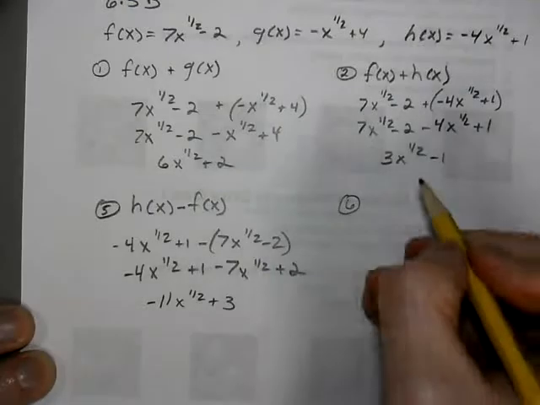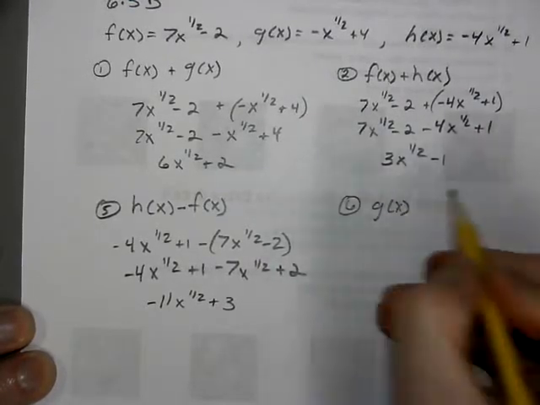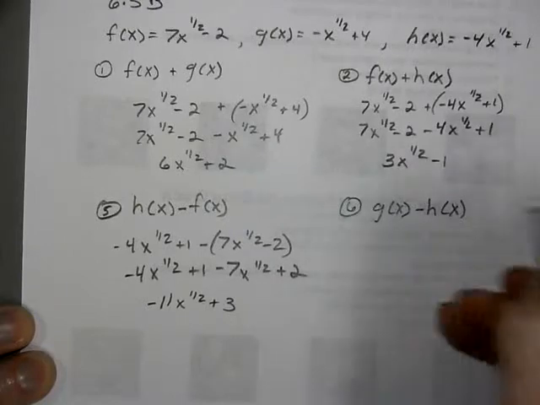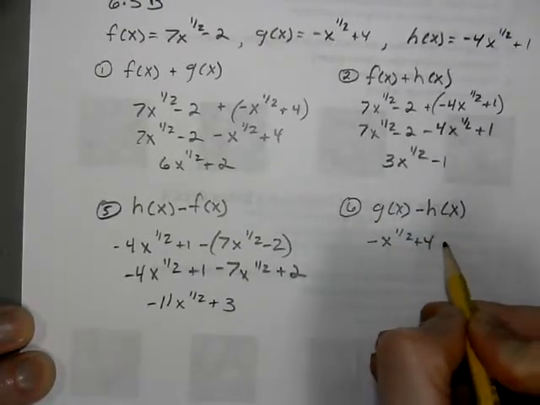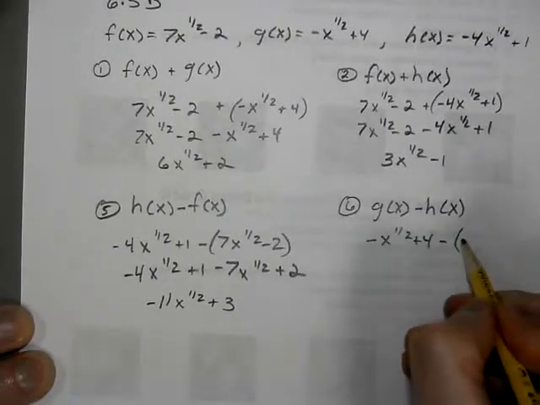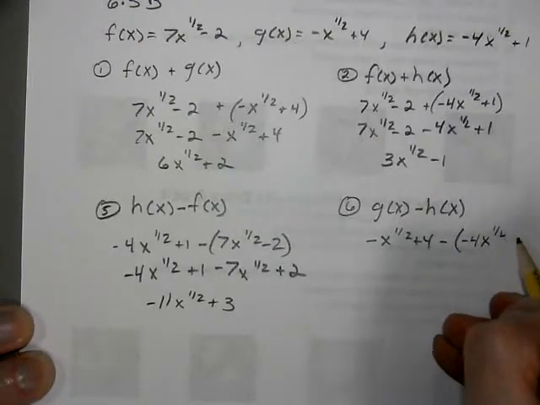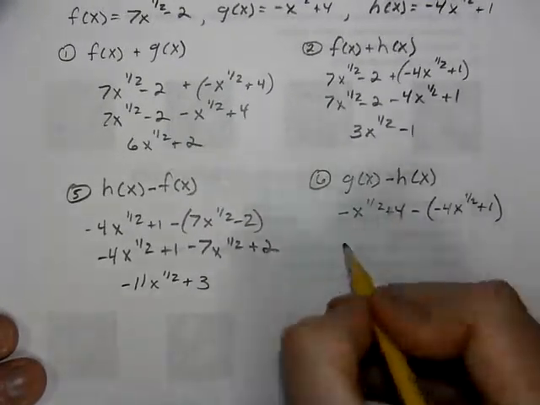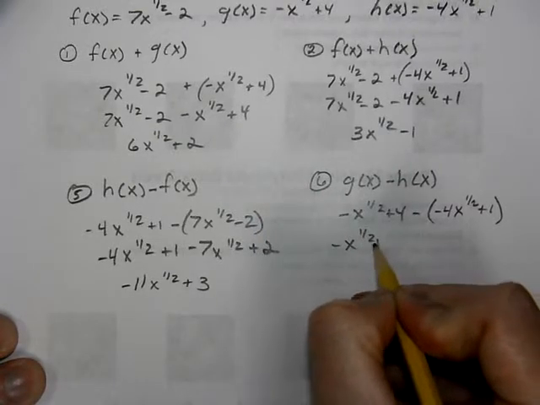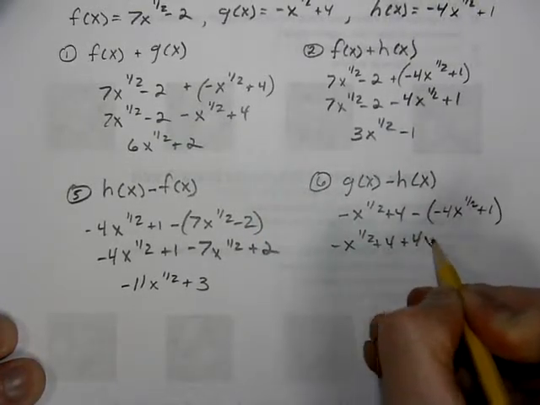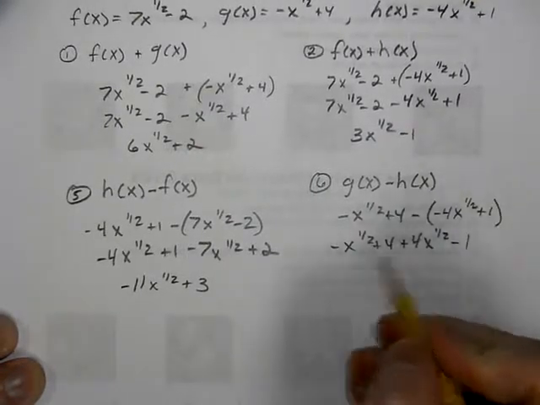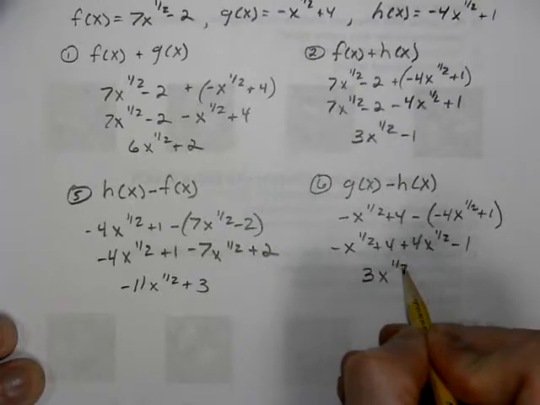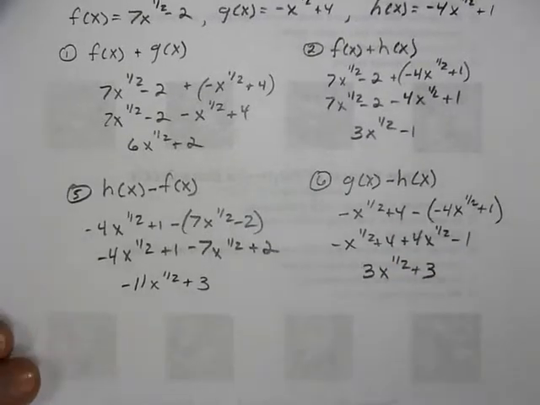Number 6. G of x minus h of x. The g function is negative x to the 1/2 plus 4. You've got to have parentheses around your negative because you're subtracting a binomial. To make that a positive 4x to the 1/2 minus 1. So that's a total of 3x to the 1/2 plus 3.